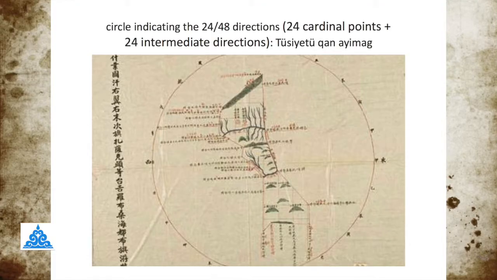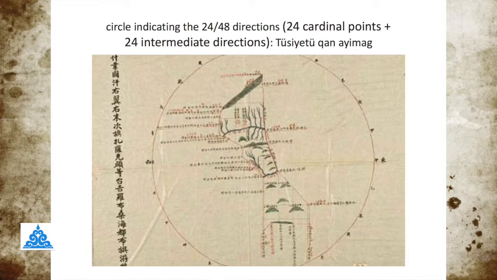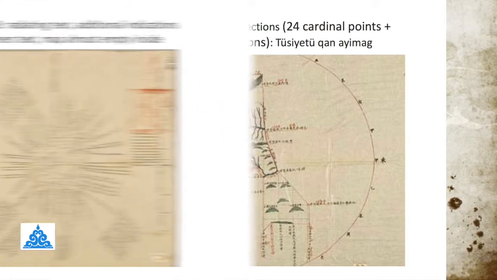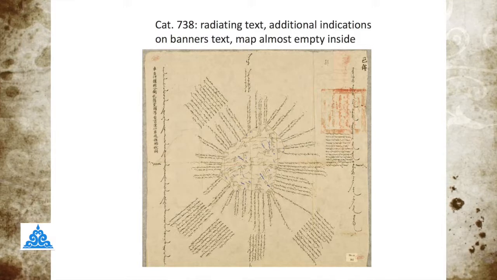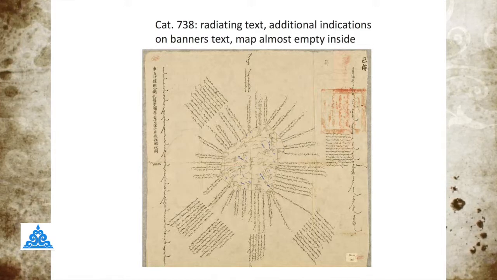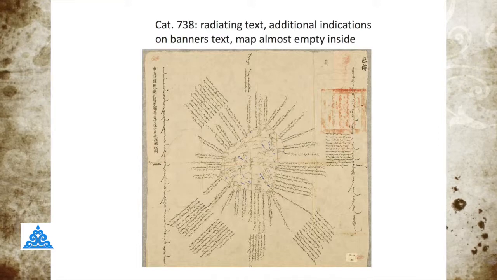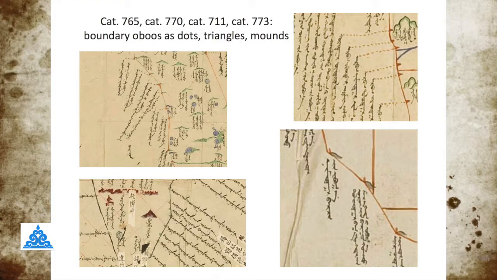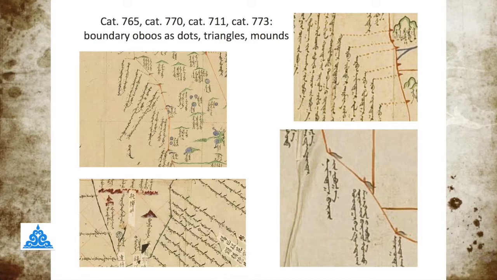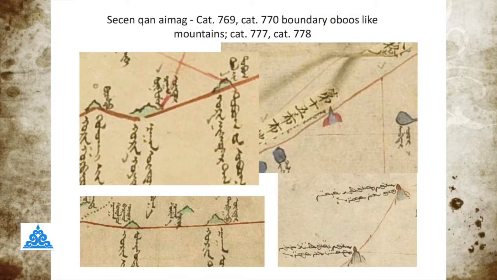On the maps of the Tushet Khan Aimak, they are not numbered, but the banner may be surrounded by a circle indicating the 24 or 48 directions. And as you can see on other maps, there's no circle, but the texts are radiating from the center as if there was one. So you have to turn the map to read all the inscriptions. These boundary ovoos are depicted as small symbols on the boundary line, small dashes, black or red dots, or triangles. Sometimes, as you can see, it's more pictographic with a triangle symbolizing a mountain or a small mound.